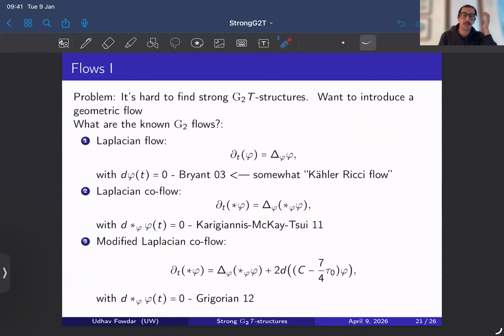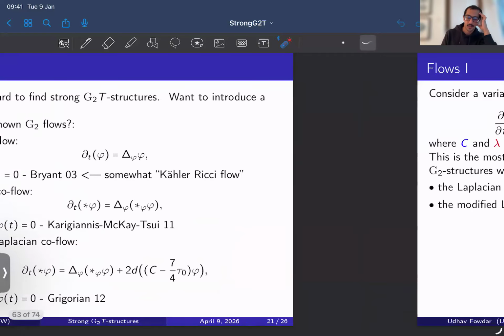So in order to fix this problem, Sergey Grigorian introduced the so-called modified Laplacian coflow. What he did was add some extra term to the previous flow that Karigiannis and collaborators had considered, and now this flow has short-time existence. But the problem now is that the critical points of this flow are no longer torsion-free. So this was not a good method to find torsion-free G2 structures. So the idea was, okay, you cannot use this flow of Grigorian to find torsion-free G2 structures, but maybe you could try to use this flow to find strong G2 structures with torsion. So this was a sort of guess that we had.